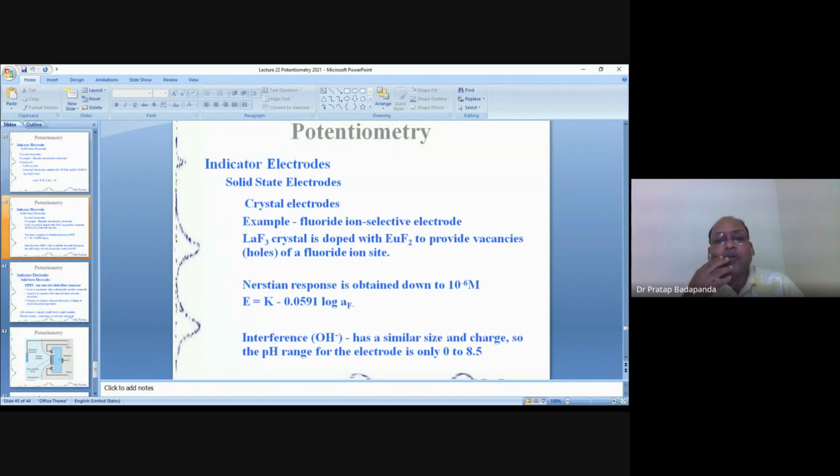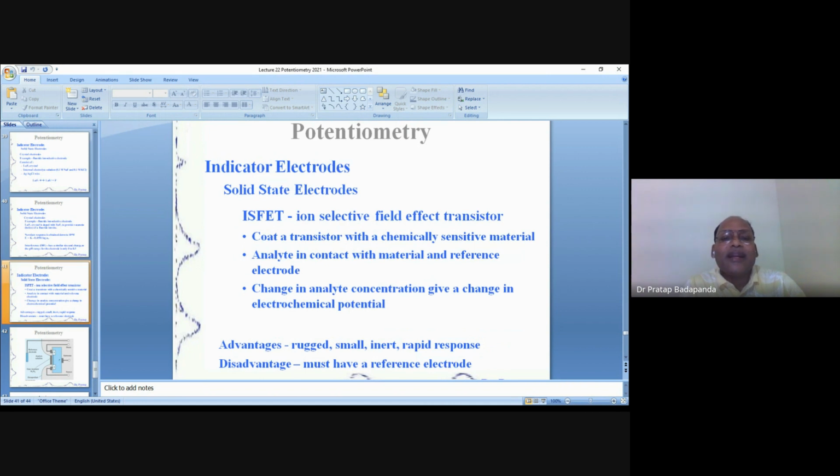Solid electrode, crystal electrode example: fluoride ion selective electrode. The LaF3 crystal is doped with EuF2 to provide vacancies, holes, at the fluoride ion sites. So it creates holes, and fluoride will be attracted by those. The Nernstian response extends down to 10 to the minus 6 molar. So E is equal to K minus 0.059 log AF. Interference, indicator electrode, solid phase.